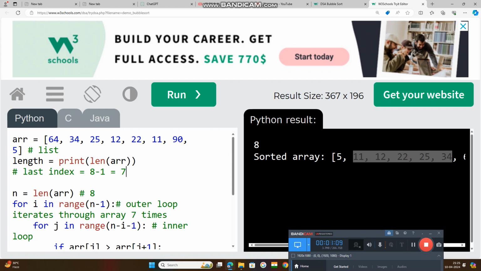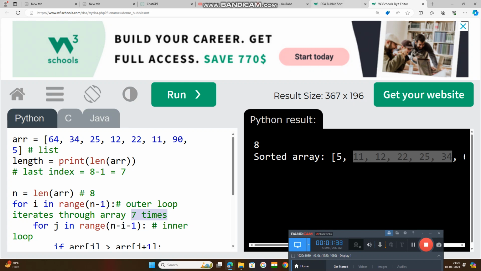So now see what happened. For i, whenever i is equal to 0, so 8 minus 1, it becomes what? So how many times does the outer loop rotate? The outer loop iterates through the array 7 times. 8 minus 1, 7 times.